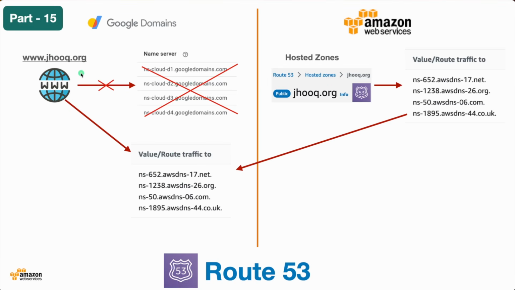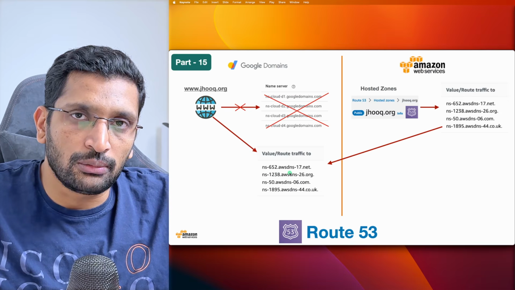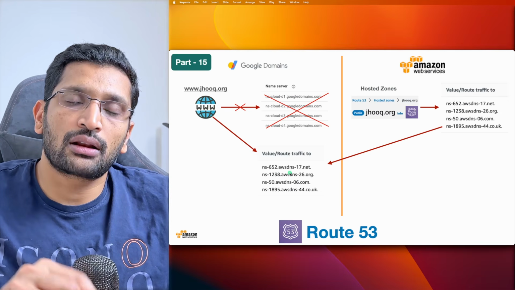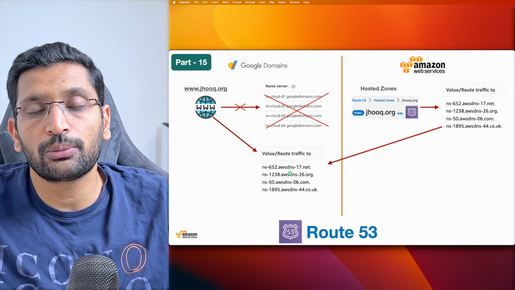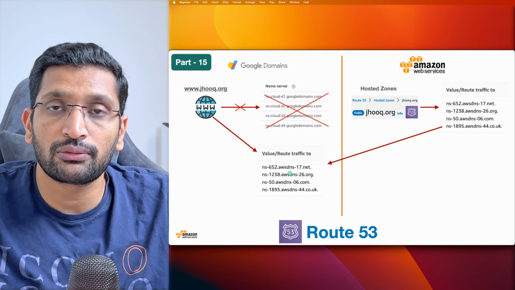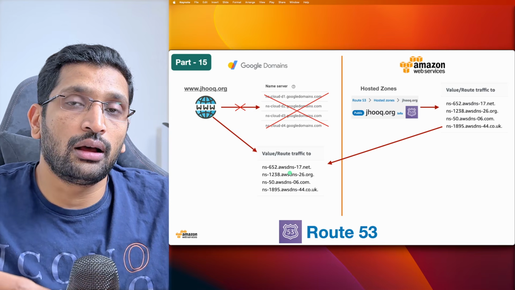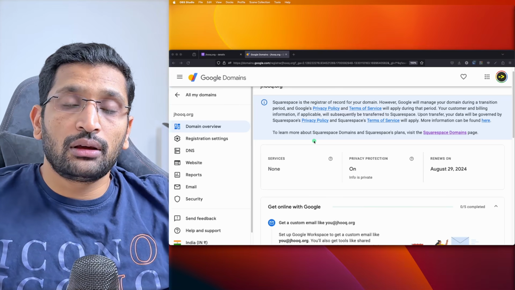So once anyone enters that URL, then it will be pointing to the name server records of AWS, and from there we will take that request to our load balancer, and then that load balancer will point to our EC2 instance. So this is how these name server settings work when you purchase a domain from any other service provider. And here I can show you my Google domain name setting.